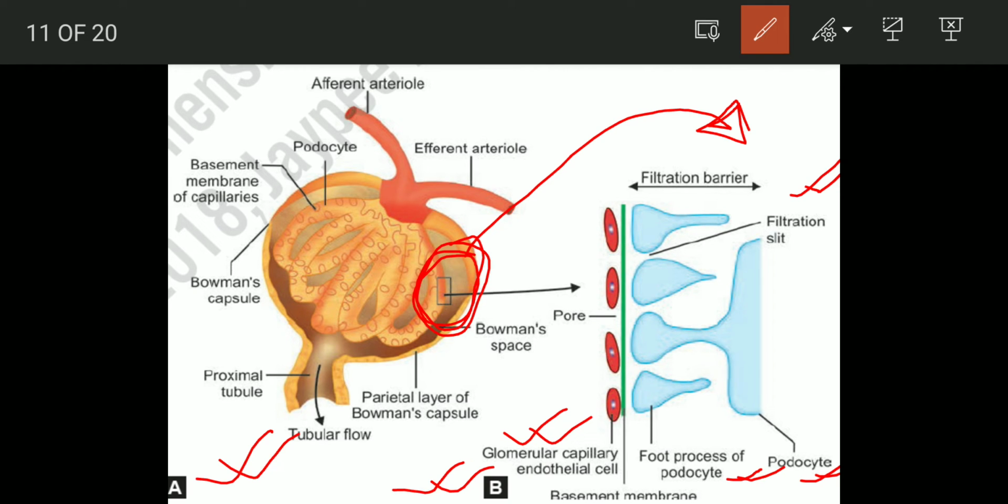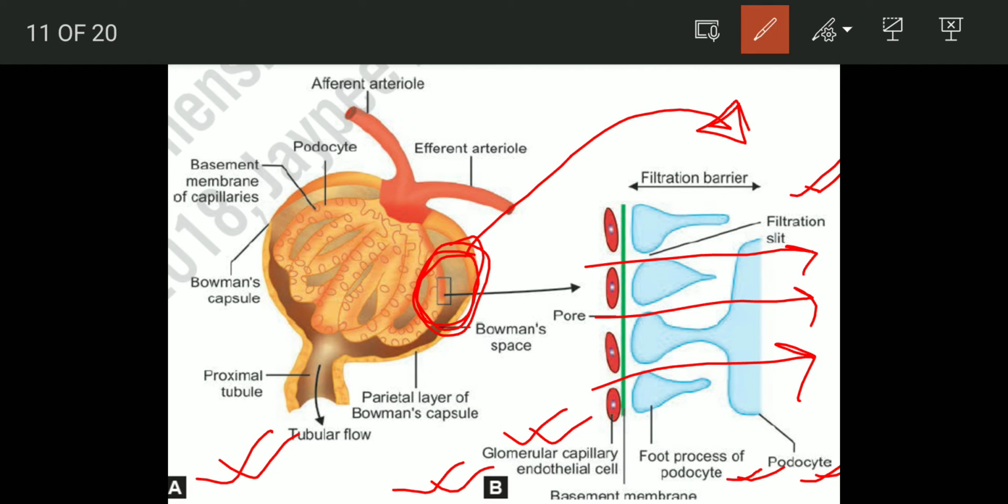Now, what you can see here is that the foot process and all these structures will all be filtered once the blood goes through the capillary endothelial cell and then into the slit diaphragm. As all the fluid and blood comes, each and every part from the plasma will be filtered, including the important electrolytes like sodium, potassium, amino acids, and proteins. Very, very important.